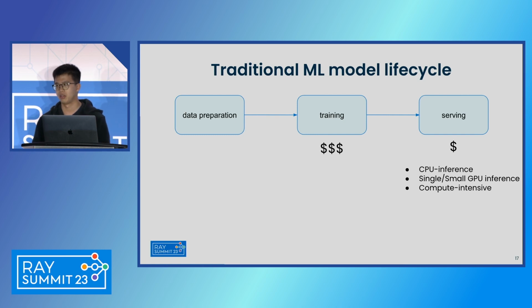And as I know, if your workload is not very sensitive to the latency, some companies also use CPU for the inference to save the cost. And our observation is that the performance bottleneck for the model serving for the traditional ML is about the computation, not memory.